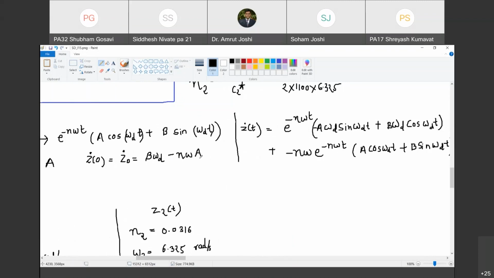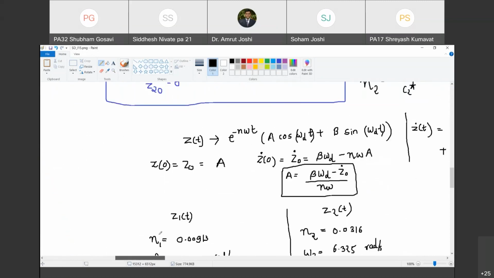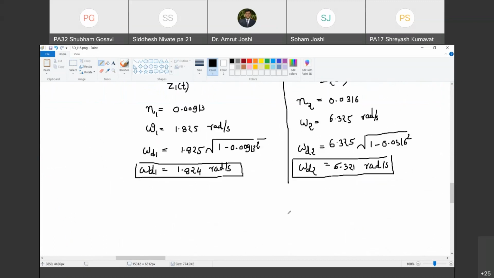Happy? Yes, sir. So what is the value of a? Tell me. So a will be equal to beta omega d minus z0 dot, this entire thing divided by eta omega. Happy? Yes, sir. Great. So now let us apply boundary conditions for the first case.